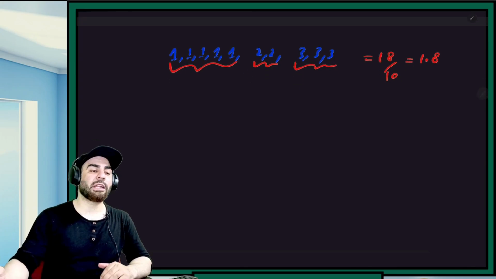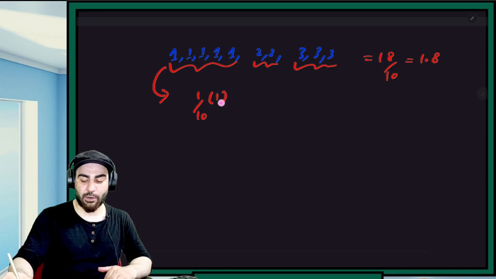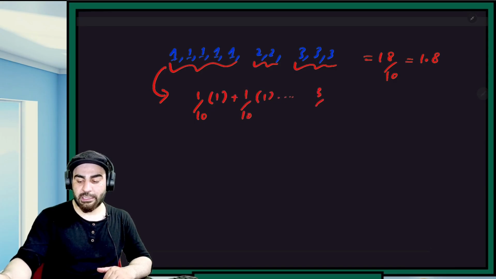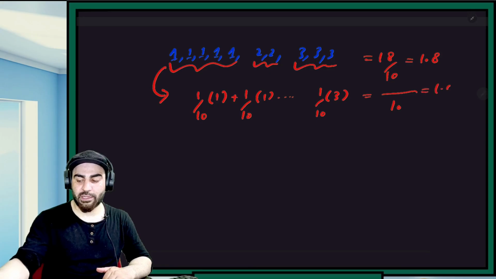So I can do it in one other fashion. So here I can dissect it like this. I did something of this sort: 1 by 10 multiplied by 1 plus 1 by 10 multiplied by 1. So I kept on doing it till 3 by 10, till this 1 by 10 multiplied by 3. So this is basically sum all of these up and divide by the number of observations. That is what came out to be 1.8.